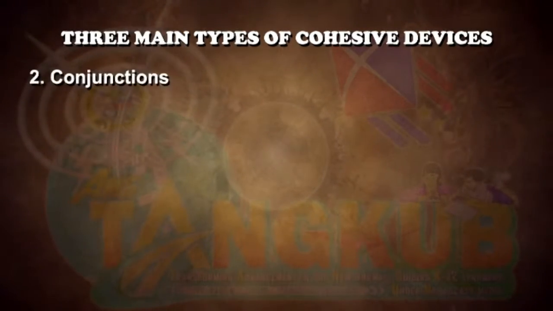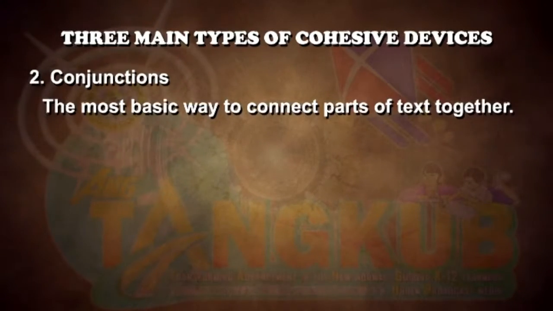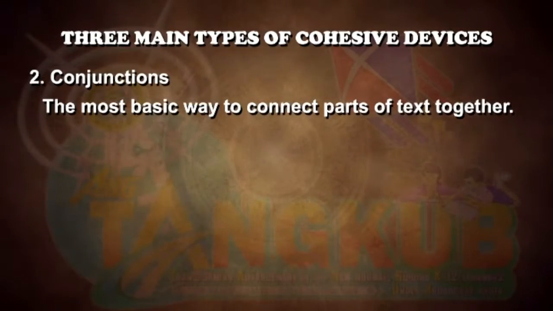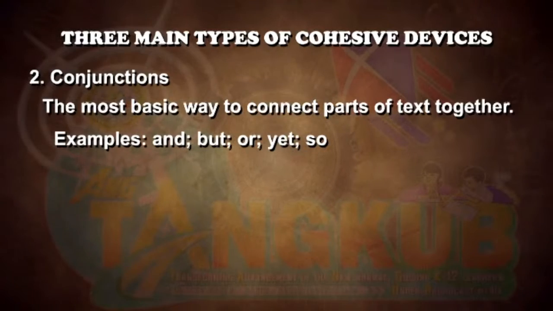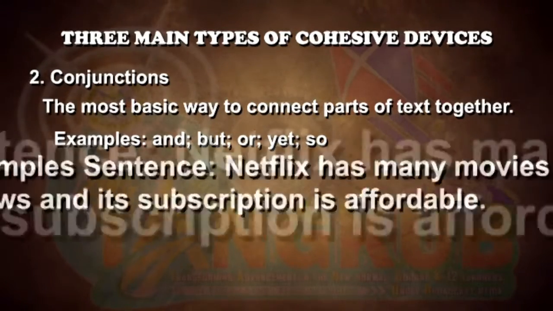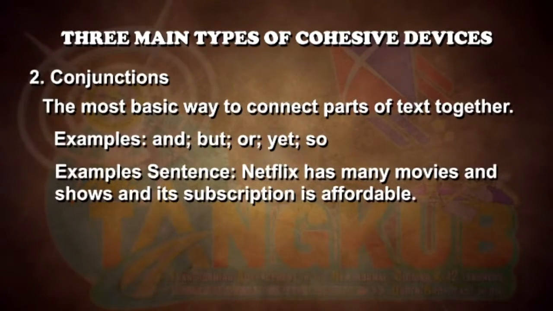Number 2, conjunctions. The most basic way to connect parts of text together. Examples, and, but, or, yet, and so. Example sentence, Netflix has many movies and shows, and its subscription is affordable.